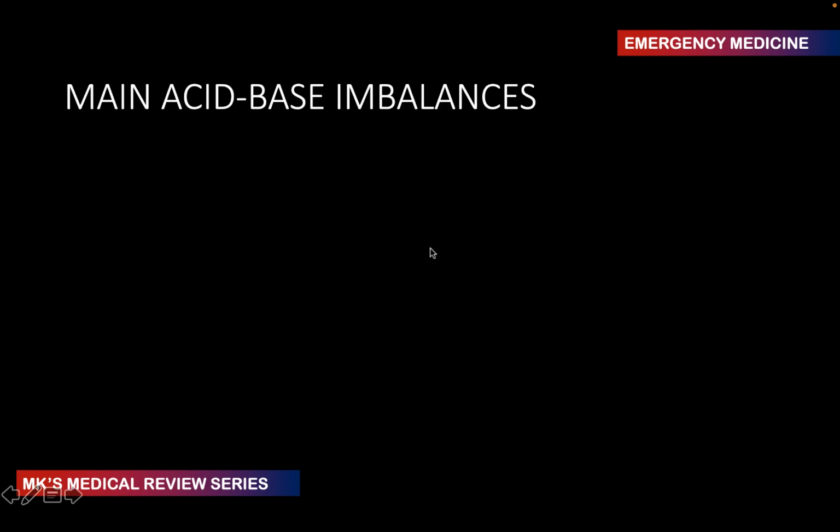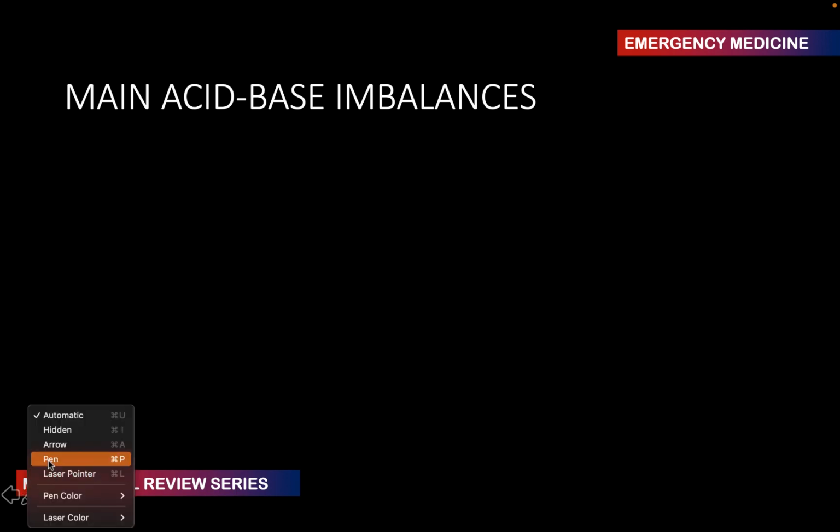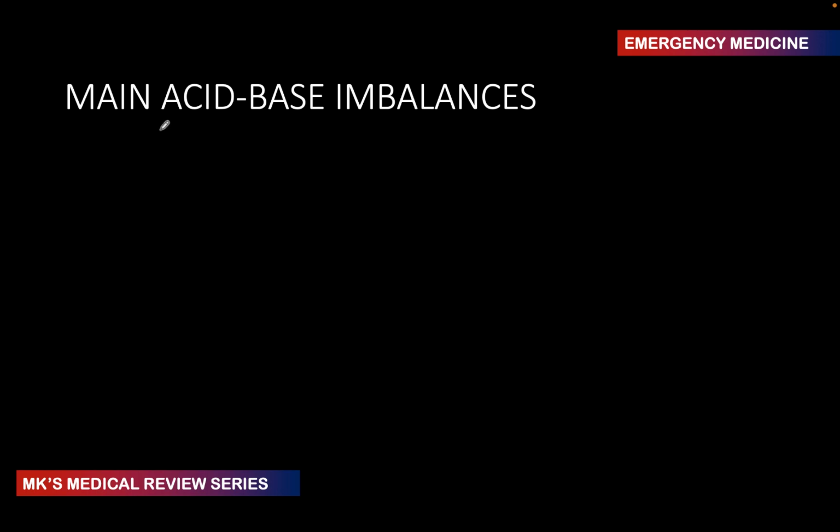So in essence, the main acid-base imbalances. Remember that our usual pH is 7.35 to about 7.45. Now, if someone has a pH that is less than 7.35, we're going to refer to that as acidosis.